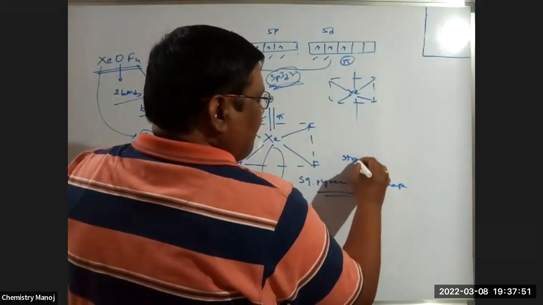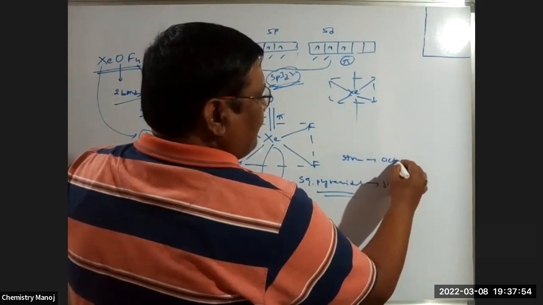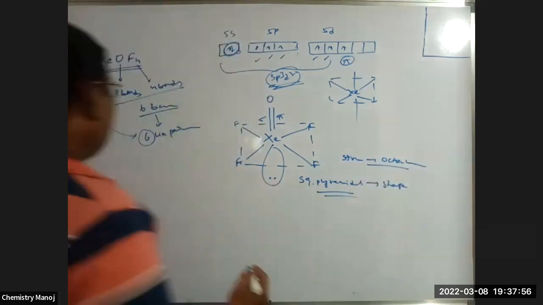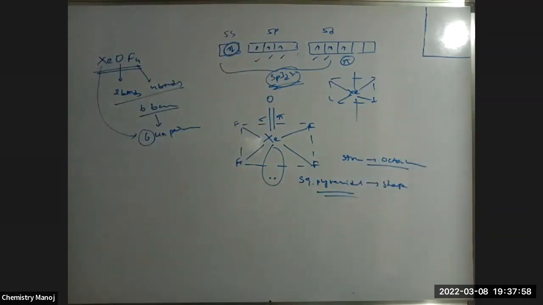Structure is octahedral. That pi bond is p pi d pi bond.